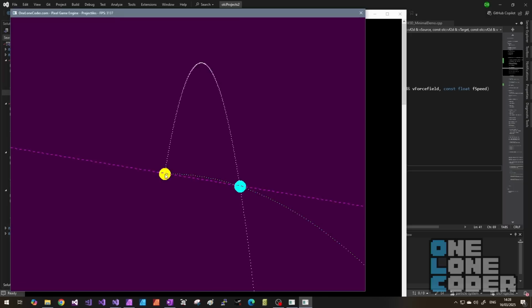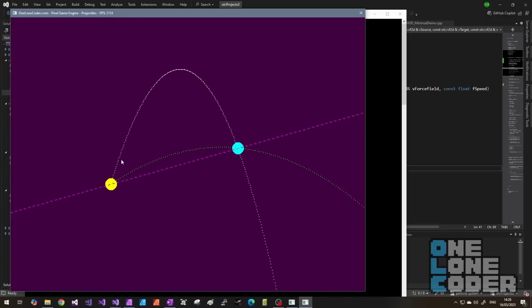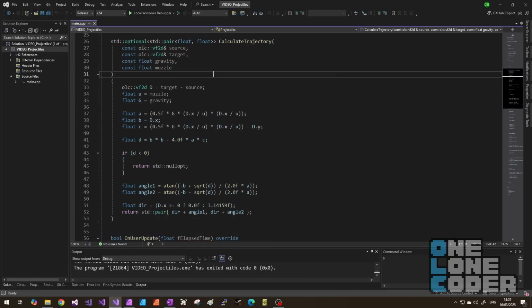And with the mouse wheel, we could alter the muzzle velocity of the cannons, and we created a function which went and calculated the angle that the yellow thing should fire its cannon at to hit the blue thing. It's projectile motion. And here is that function, and we can see it's not very long at all. It's called calculate trajectory. It takes in the source position in 2D, the target position in 2D, the strength of gravity acting in the world, and the muzzle velocity from the cannon.